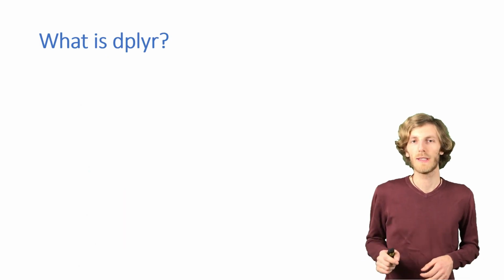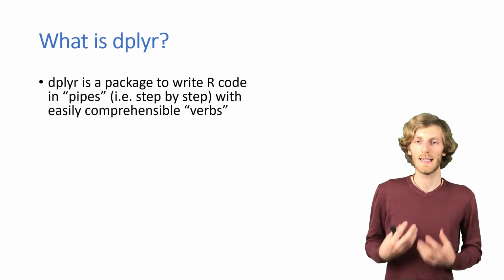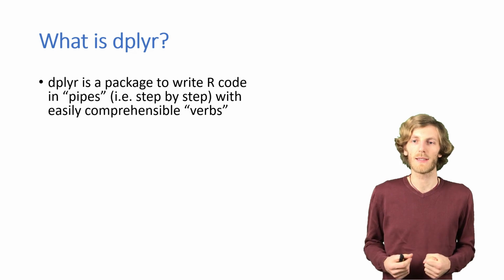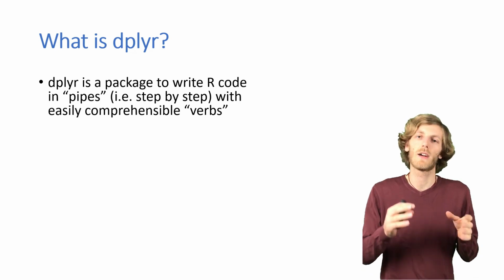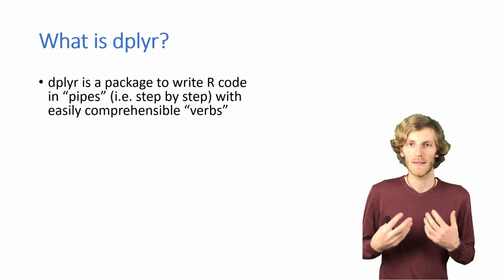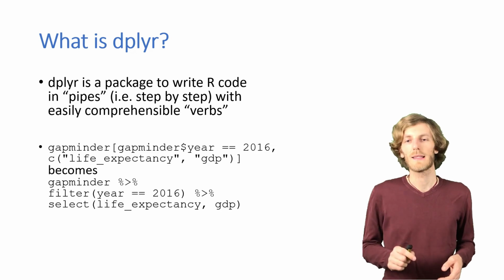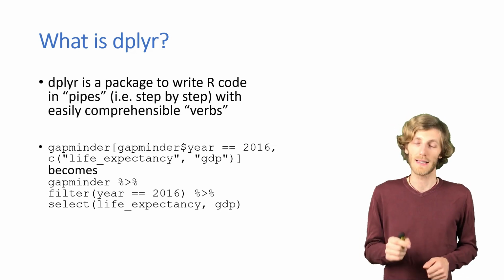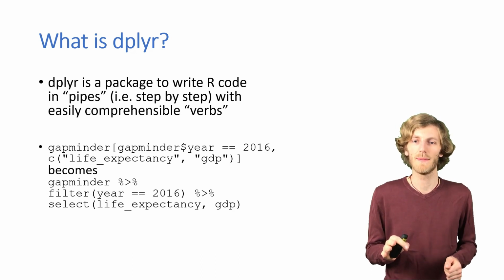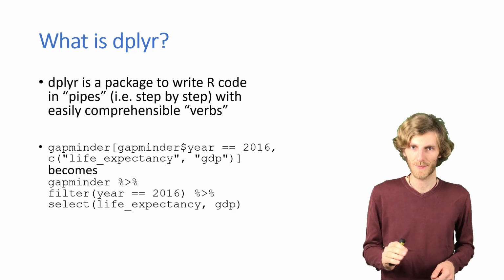Okay, moving on to dplyr. What's dplyr? Dplyr is a package to write R code in a different way using pipes, which allows us to write it step by step and to use easily comprehensible verbs, so functions that are very easy to understand. That allows us to translate code that's quite complicated, where it's also very easy to make mistakes, like the first version here, into something that you can read and understand, like the second version.